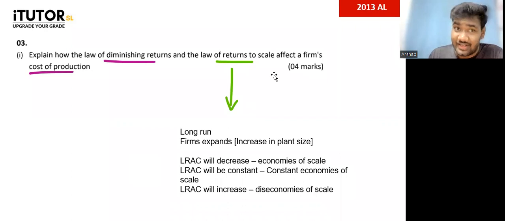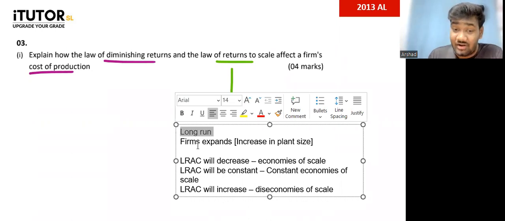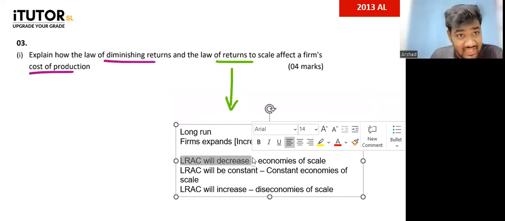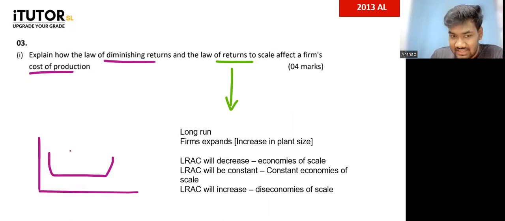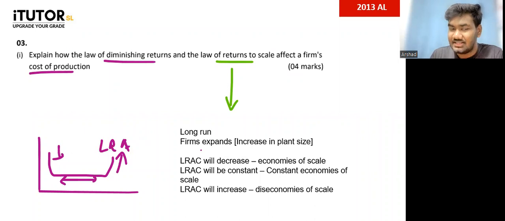So you say the law of returns to scale talks about the output in the long run, and in the long run the firm will expand, or in other words, it will increase its plant size. When that happens, initially the long run average cost will decrease because of economies of scale. Then after a certain point it will remain constant, and if you increase even more, the long run average cost will increase. Remember, guys, I'm hoping you all remember the diagram. The long run average cost goes like that. Here you have economies of scale, here you have constant economies of scale, and here you have diseconomies of scale. Hope you all remember the long run average cost curve.